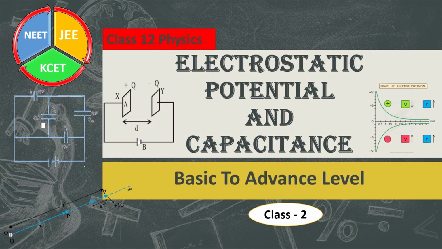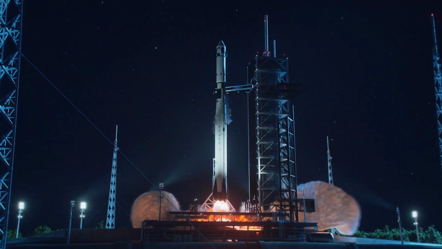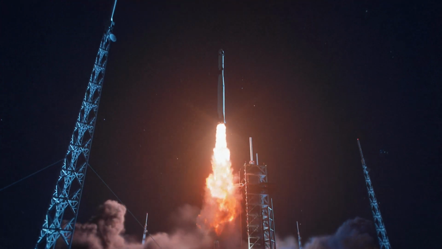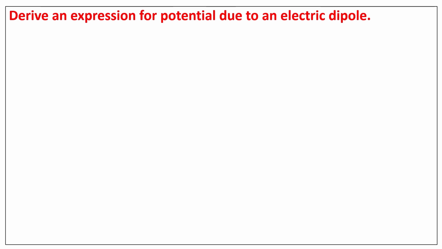In the previous class, we studied electric potential, potential difference, electrostatic potential energy, and the expression for potential due to a point charge. That video link is given in the description, don't miss it. Today, we start with the expression for potential due to an electric dipole. Let's start. Derive an expression for potential due to an electric dipole.